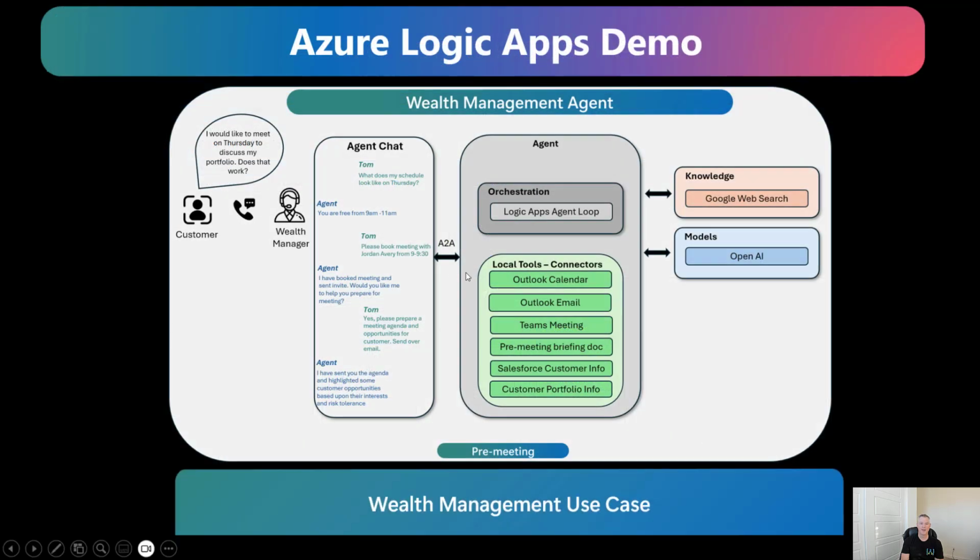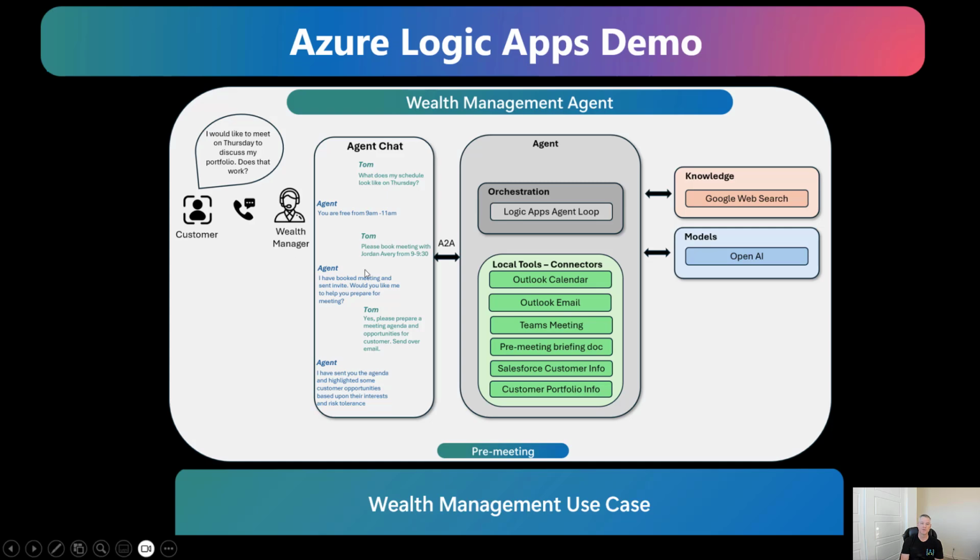So we have a wealth manager. In this case, it's Tom, and Tom is working with customers. He wants to serve them and help them with their retirement investments and things like that. We've got a customer named Jordan Avery, and Jordan might be on a call with Tom saying, hey, I'd like to meet with you and review my portfolio. Tom needs to get set up and prepared for all of that. So he's going to use an agent, in this case a conversational agent, to help him provide great service for his customer, Jordan.